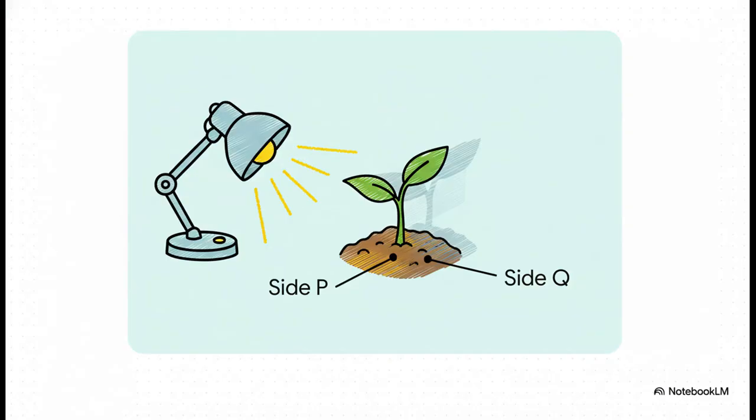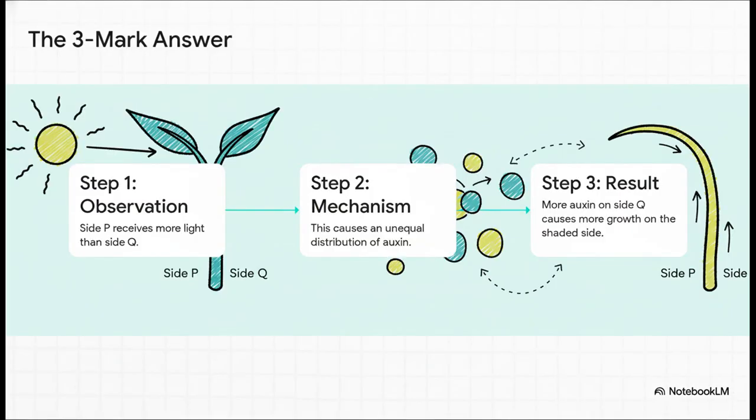So, first things first, let's get our bearings. The question focuses on the difference between side P and side Q. Side P is right up against the lamp, getting all the light. And side Q, it's on the other side, hanging out in the shade. So, to put it simply, more light on P, less light on Q. Got it? So how do we build that perfect 3-mark answer?